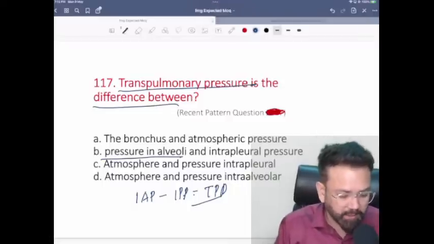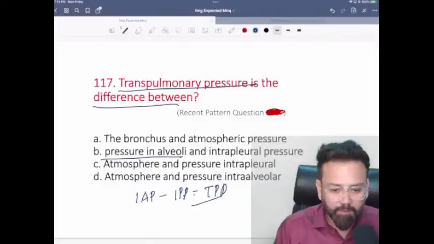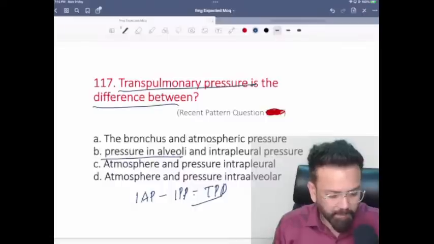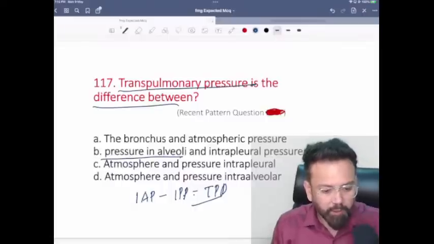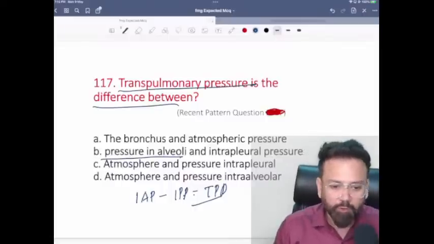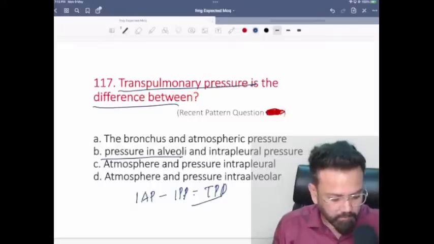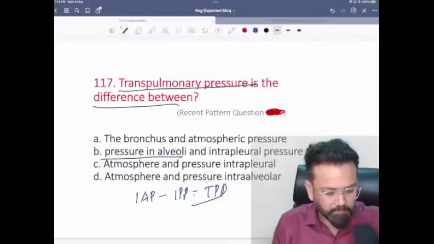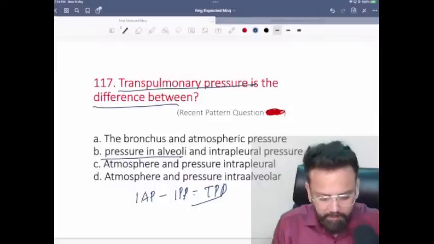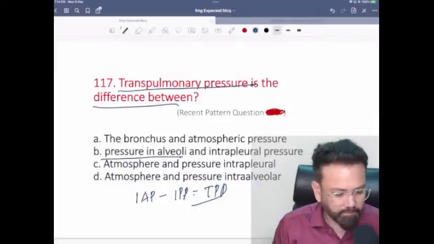Thank God I have finished 117 questions and 20 questions. 137 questions have been discussed in a very short span of time. Because it was only revision, so I was very fast. My purpose was not to teach you something, but it is the last minute, so I tried to cover the facts. This much is clear. Now, any doubt you can ask me, or else we can end the session.